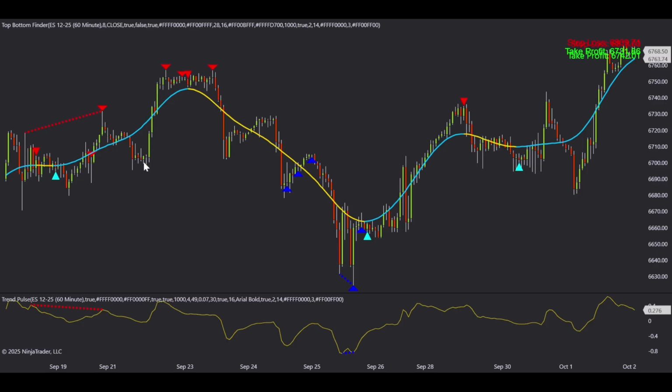So again, we see this uptrend here. Trend pulse is now giving us the alert that this uptrend, its ebb and flow, is starting to show signs that the uptrend is not going to continue, and we should start to look for down moves now. So we see a lot of ranging and consolidation here, but during that, the top bottom finder is now also giving its alert that a top is in and we can start to look for sells.